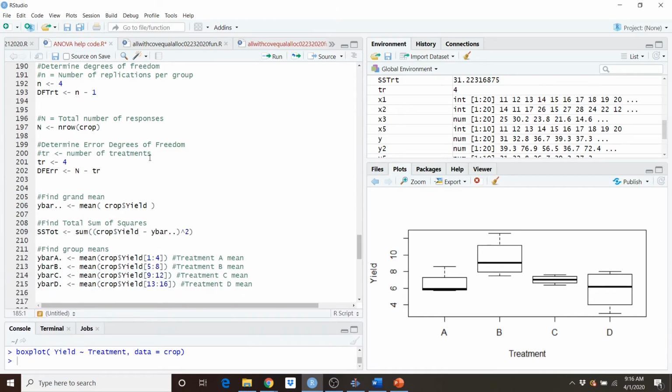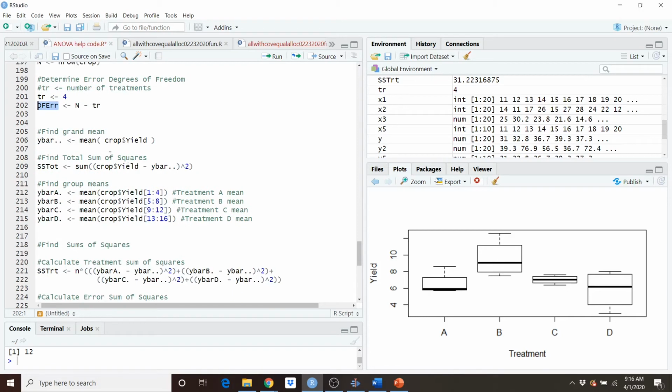Degrees of freedom for error. Well, notice I have 4 treatments. And so degrees of freedom of error is capital N minus my number of treatments. So if I run this, what I'll see is that degrees of freedom of treatment is 3, and degrees of freedom of error is 12.